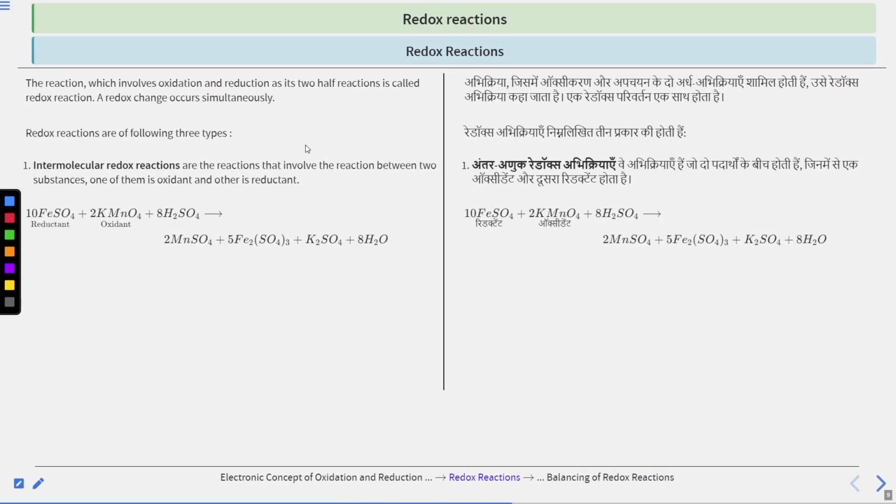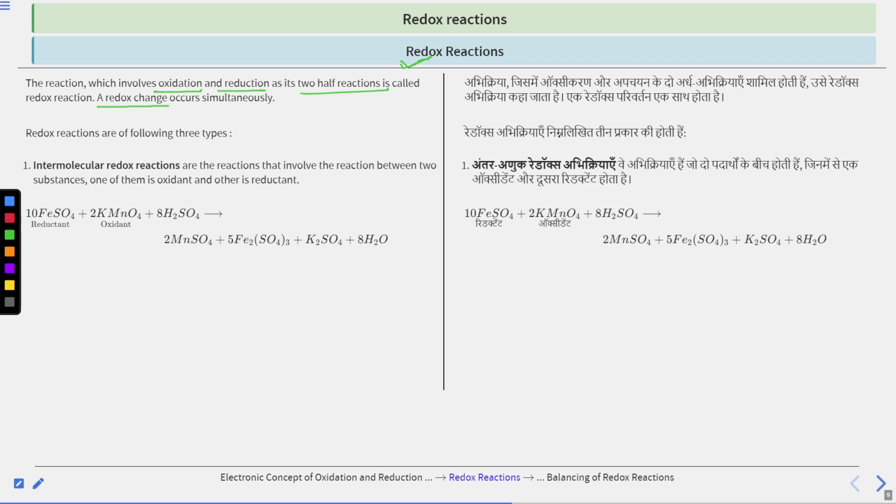Okay, now let's see the detail about the redox reaction. As we are studying the chapter redox reactions, after understanding every common or basic definition, now let's move to the topic redox reaction. What is it? The reaction which involves oxidation and reduction as its two half reactions is called redox reaction. So in the redox reaction, both oxidation and reduction processes happen simultaneously.